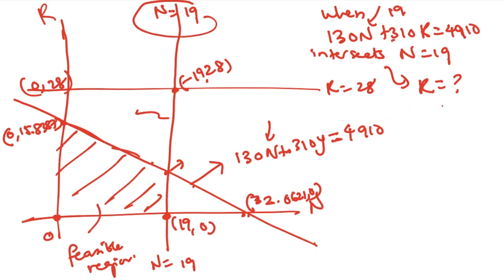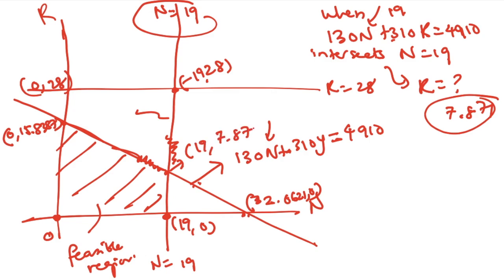Your r here would be 7.871. You have to show how to find this here from here. How do we know that it is 7.871? Because we know that when we see this curve intersect this one, then we just do the calculation. Okay, so here it becomes 19 and 7.871.